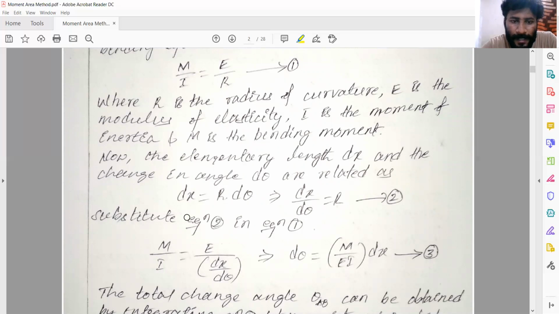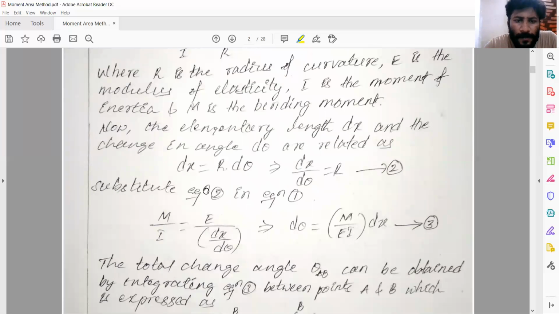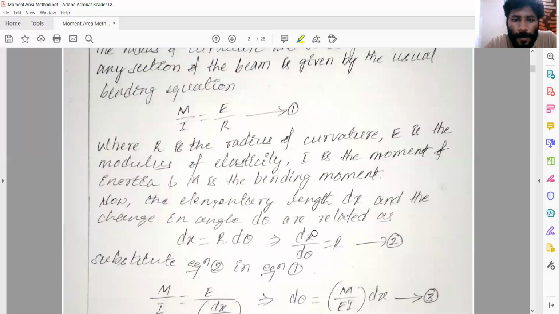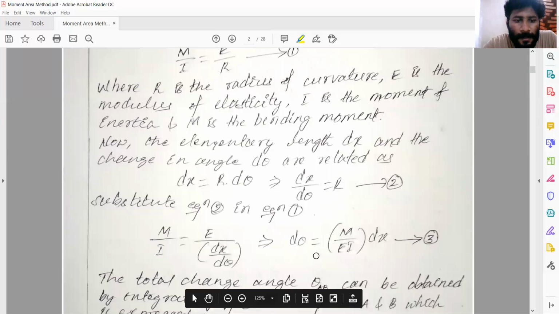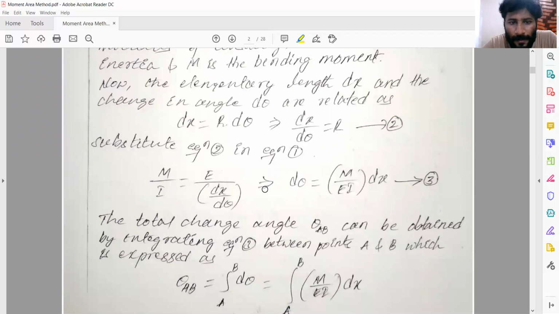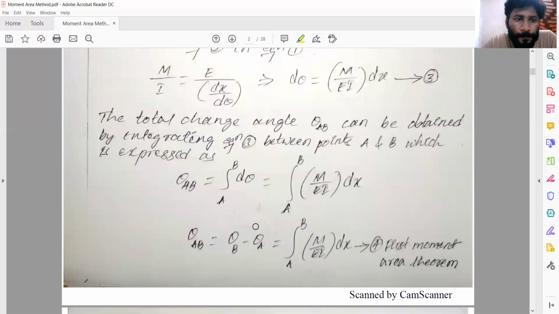So again, dx by d theta is equal to r. That is called equation 2. Substitute equation 2 in equation 1. Whatever equation 2 is, you substitute in equation 1 in place of r. So now that can be written as d theta is equal to M by EI into dx. That's called equation 3.